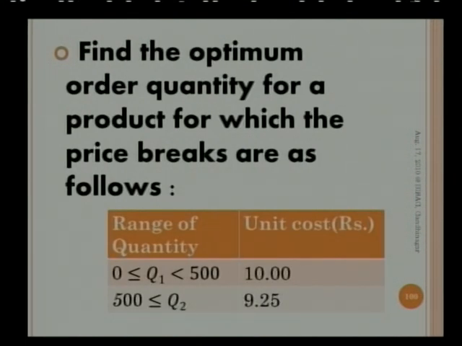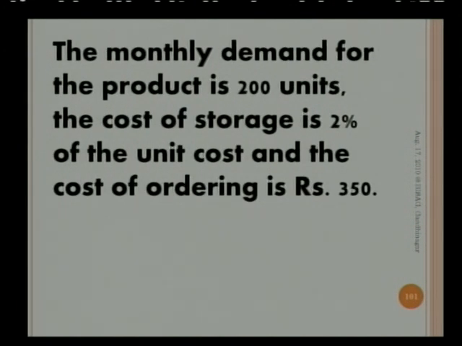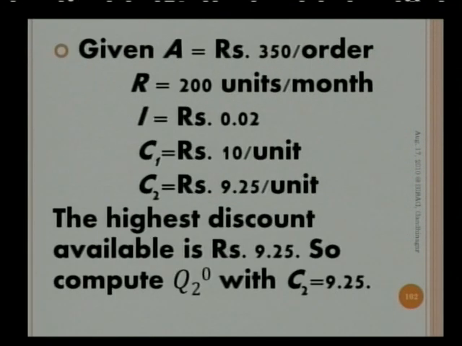Let's see how one price break works with this example. The question says, if you order 500 units, it will cost you 10 rupees, and if your order is more than 500 units, it will save you 75 paisa. That is, the total purchase cost will turn out to be 9.25. The monthly demand of the product is 200 units, the cost of storage is 2% of the unit cost, and the cost of ordering is 350 rupees.